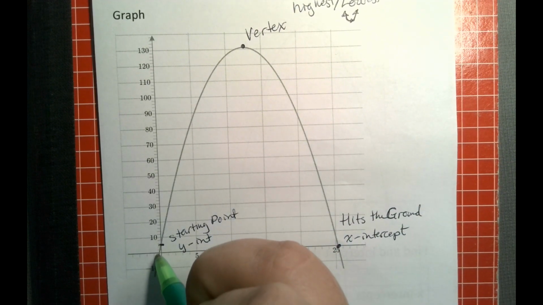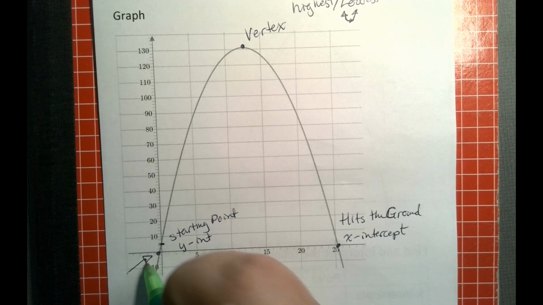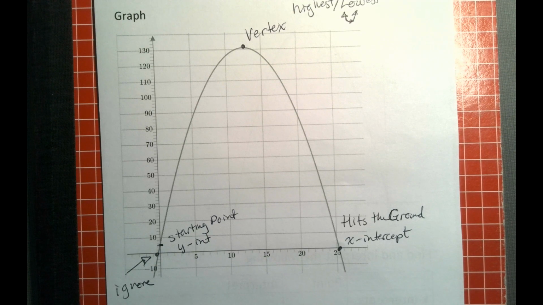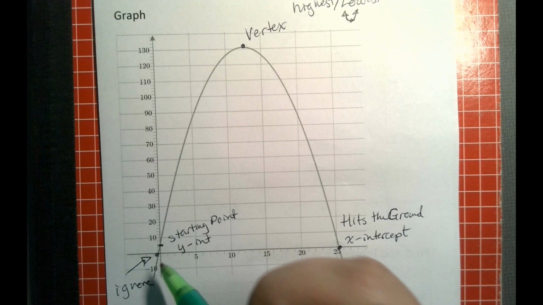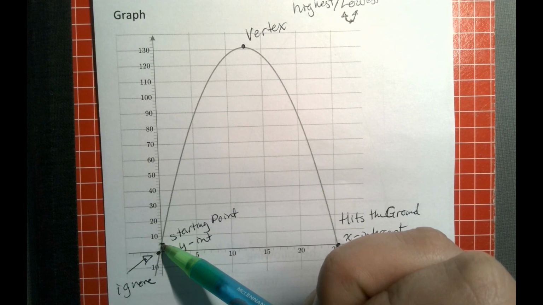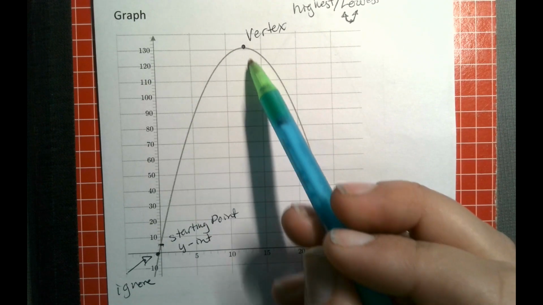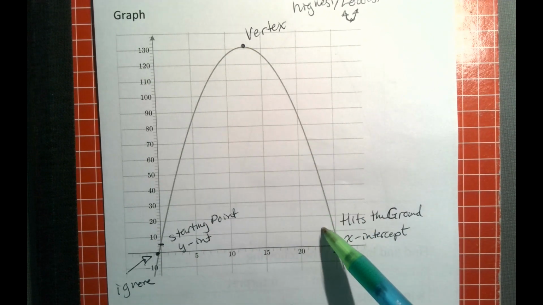Okay, you guys, this guy over here is also an x-intercept. This one right here. But you're going to ignore it. This one doesn't make any sense because it's negative. This is just if we're not throwing it from the ground. We're launching it from about 5 feet up. I'm throwing the ball. I can't throw it that high, but we'll pretend.